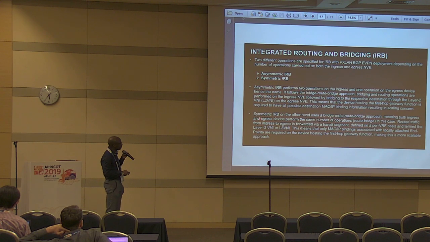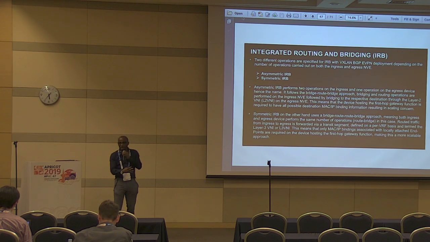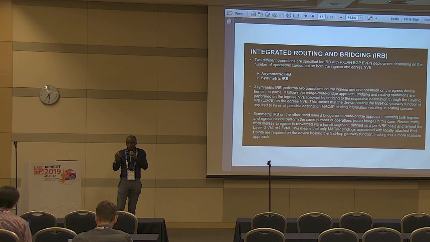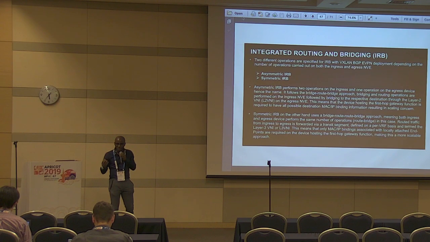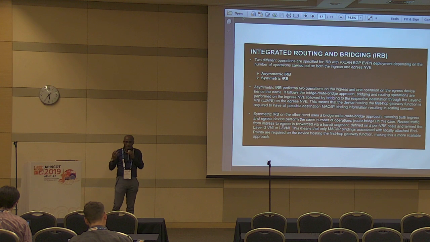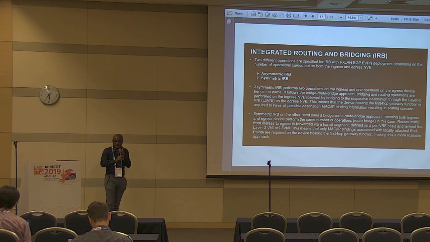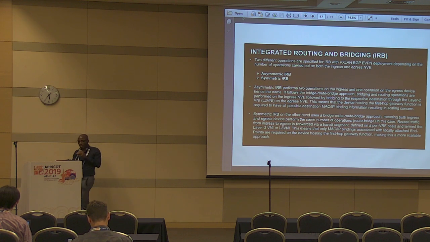The way symmetric works is, you have a VRF, separate from your MAC VRF, you have an IP VRF that is assigned a globally unique VNI ID as well. And that's how you achieve the inter-subnet routing, essentially.